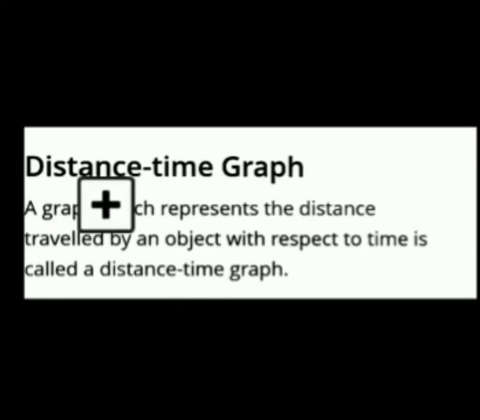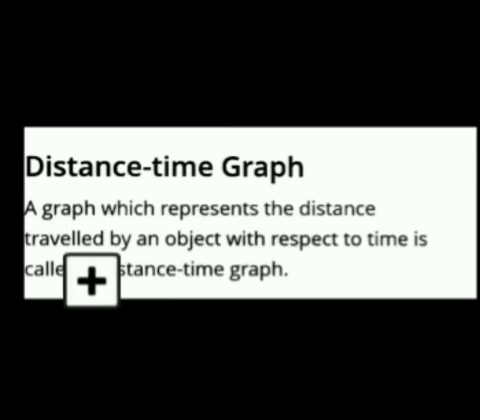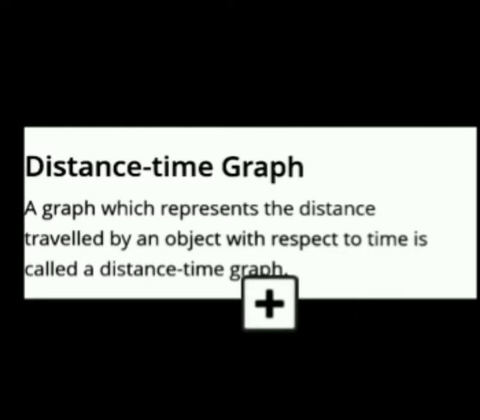Just see how we can define a distance time graph. A graph which represents the distance traveled by an object with respect to time is called a distance time graph. Students, this was the definition for distance time graph. Let us see a simple distance time graph. You can see this axis is called x-axis and this vertical axis is called y-axis. Generally, we represent time on x-axis and distance on y-axis, and we take suitable graph according to the situation.